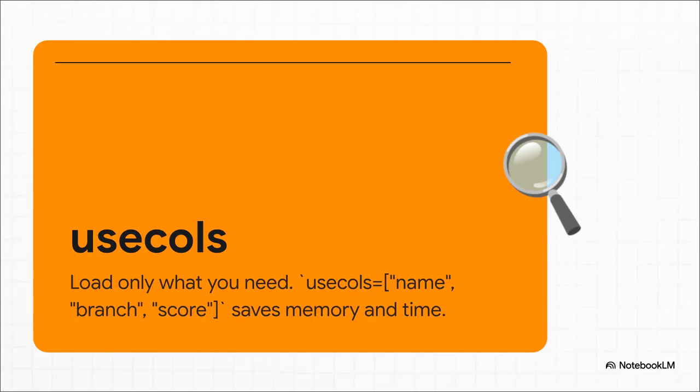First up, usecols. Imagine you have a CSV with 100 columns, but you only need 5. Why would you load all of them? Using usecols tells Pandas to only parse and load the specific columns you tell it to. For really large datasets, this is an absolute game changer for performance and memory.